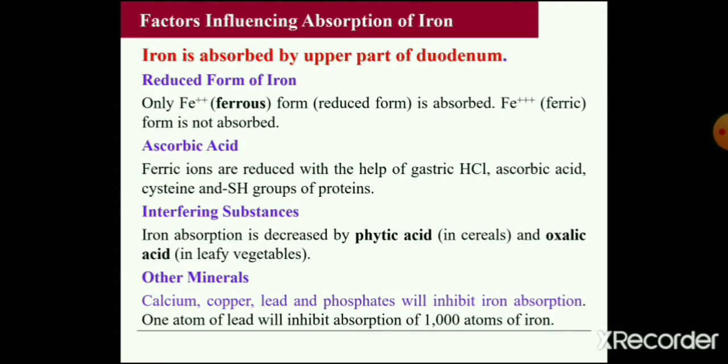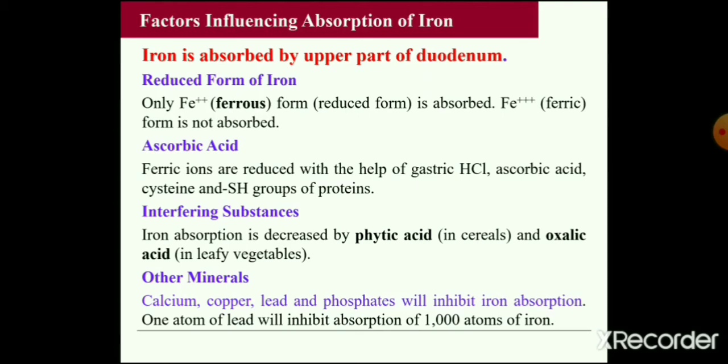Then there are factors which increase iron absorption, and factors which decrease iron absorption. What are the factors that increase it? One important one is ascorbic acid, or vitamin C, which helps in reducing ferric to ferrous, with the help of gastric HCl, and then the amino acid cysteine, and the SH groups of certain proteins. These are the most important factors which increase iron absorption. The substances which interfere with iron absorption are phytic acid, which is present in cereals, and oxalic acid, which is present in vegetables.